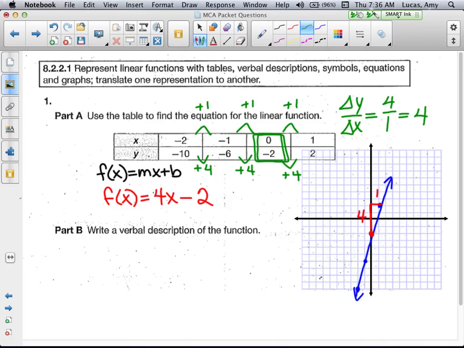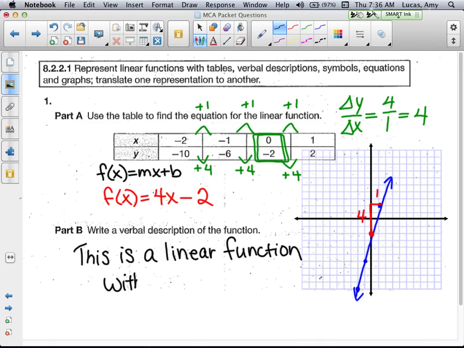Now, to write a verbal description of the function, you've got a lot of different things that you could say about this. So I am just going to say, this is a linear equation, or a linear function. I'll use their function word. So this is a linear function with the slope of 4, and a y-intercept of -2.